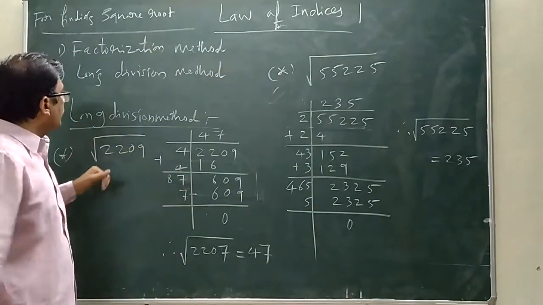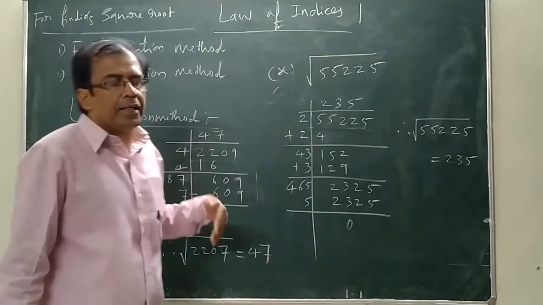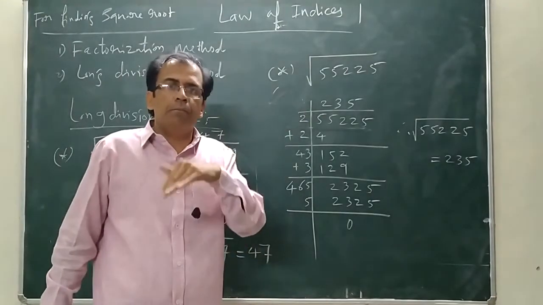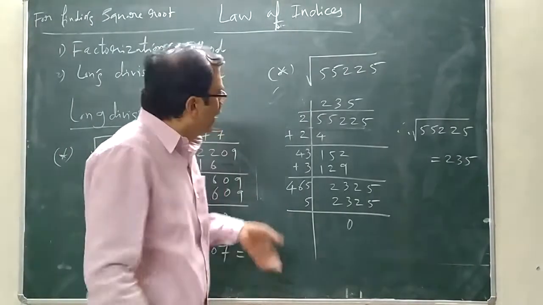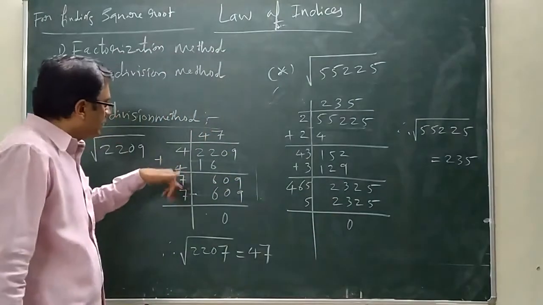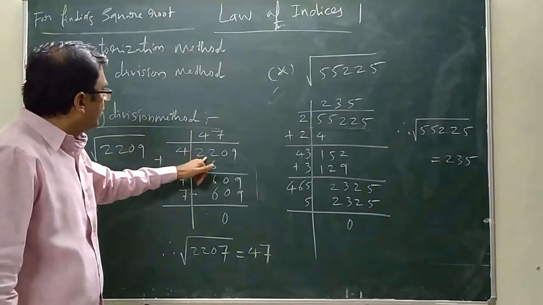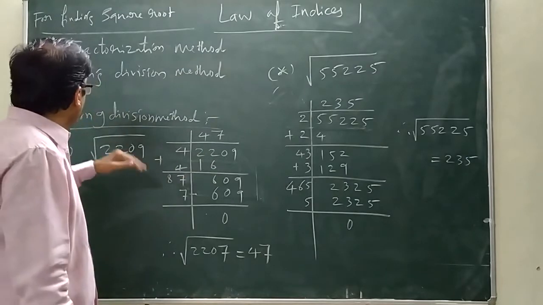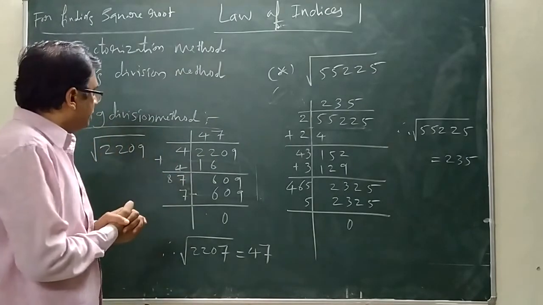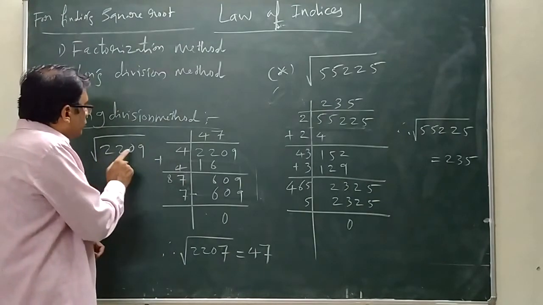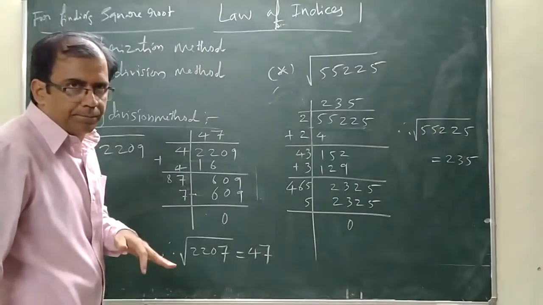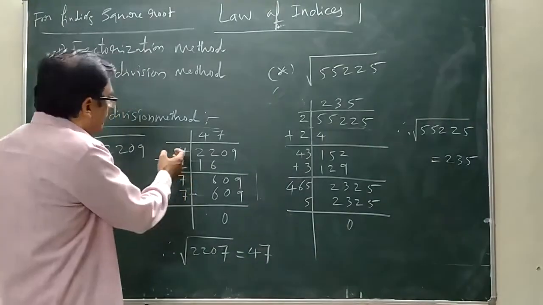In the previous method we did it by breaking down the number we were given, because you know that already. And today in this class we are again finding the square root, but using a different method. Just write down here 2209. This is the number. And how to find it? You just write it down here.